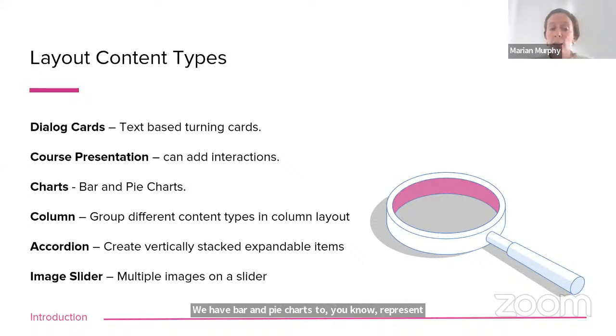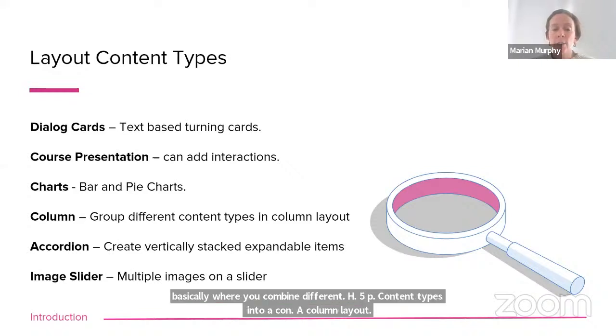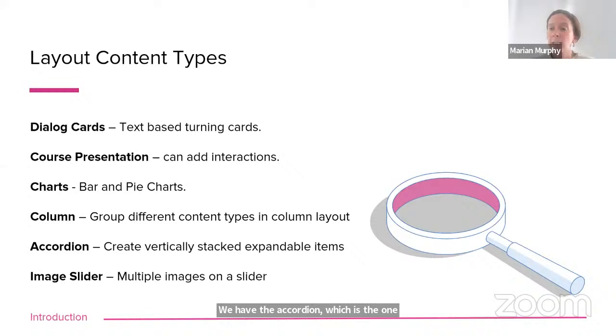We have the column, which is basically where you combine different H5P content types into a column layout. We have the accordion, which is the one I mentioned, and that's vertically stacked expandable items. And you have the image slider, which is where you have multiple images on the slider that the student can move through. And there are just a few of them, there's many more there. And I'll direct you to a link to where all our instruction documents are there as well shortly.